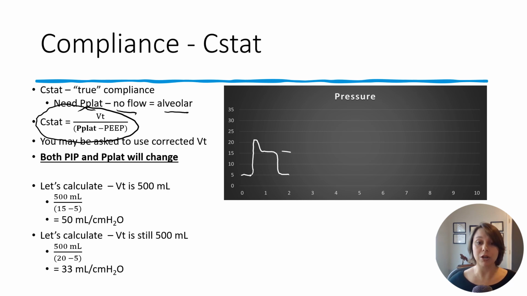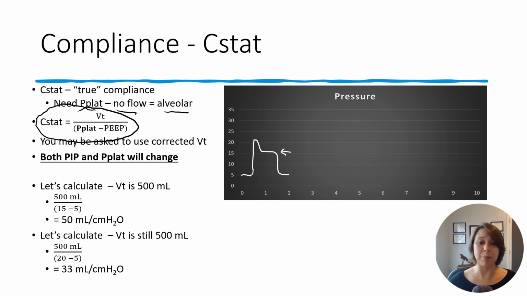Make sure that you are using plateau pressure here. So I'm using this value. So when I do this, I'm going to be doing 500 divided by 15 minus my baseline pressure of 5. So 500 divided by 10 is going to be 50 mLs per centimeter of water.